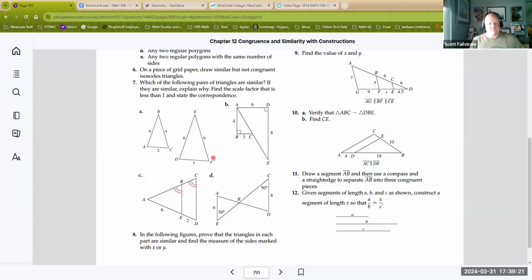First one, they don't give me any angles. Angles are done. I've got to have side, side, side. Perfect. Check the side proportions. Here, ooh, this is a good one. It's making me think, right?